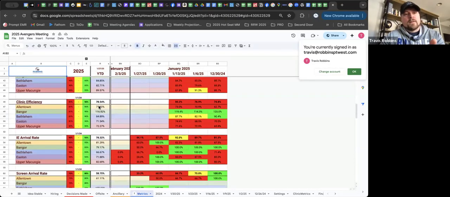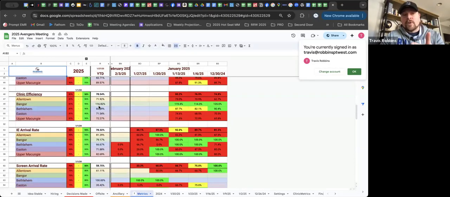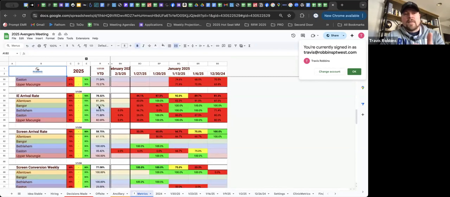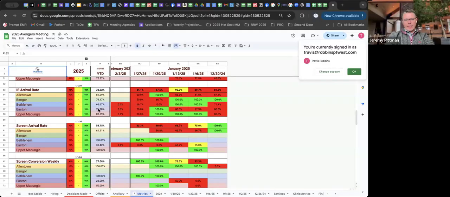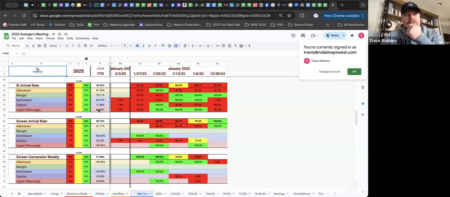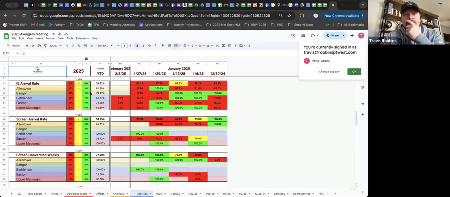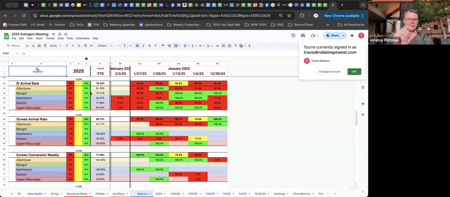Arrival rate, of course. We look at clinical efficiency, so this is how full our schedules are. We talked about that. Do you have that clinical efficiency somewhere? I don't. Okay, we didn't have that one, so consider that. It's not in this dashboard, but it could be.